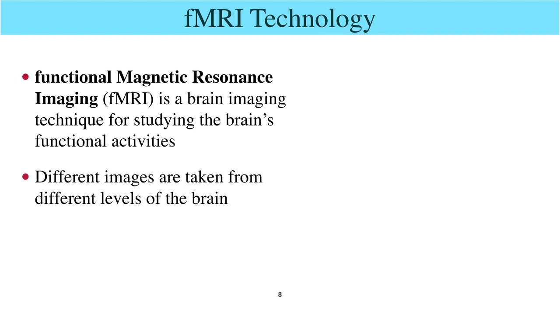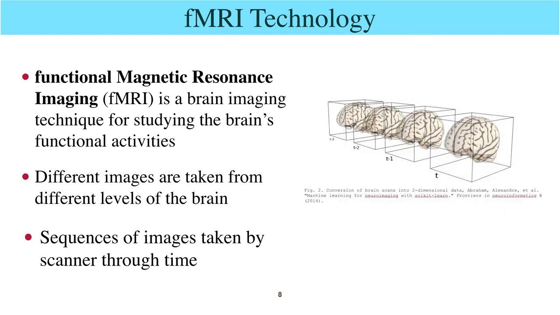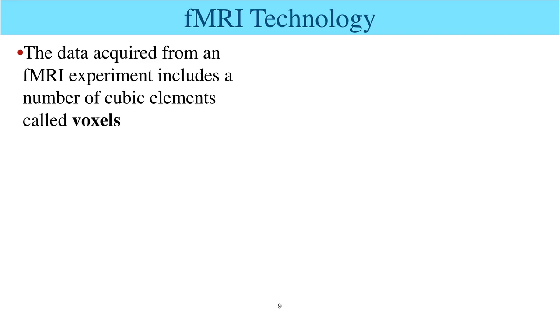So the data that we used for our paper is fMRI data that is provided by the competition, and fMRI is short for functional magnetic resonance imaging. It's a brain imaging technique for studying the brain's functional activities. In this technology, several images are taken from different levels of the brain from bottom to top, and by putting all of these images on top of each other, we are able to recreate the whole brain volume. We have a couple of these images over time, and we can recreate the whole brain volume over time, which helps us to keep track of the activity of brain regions.